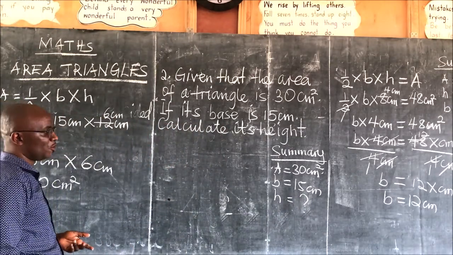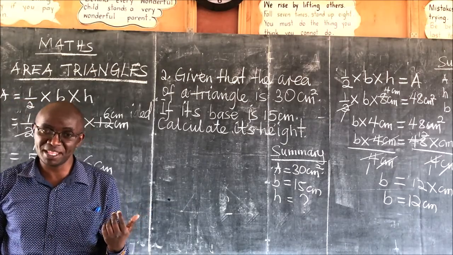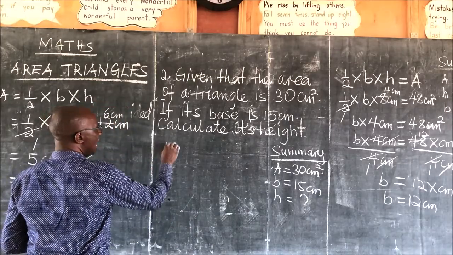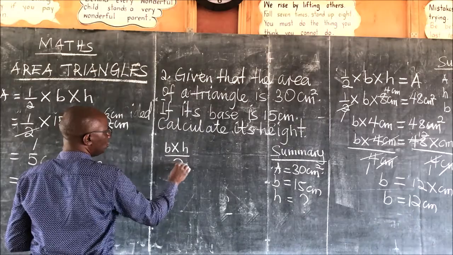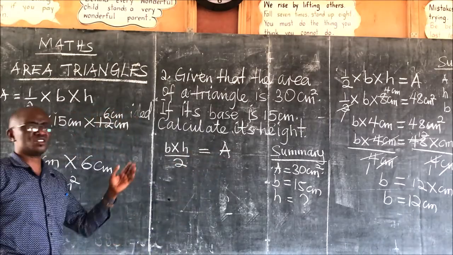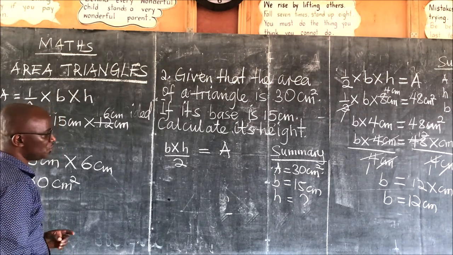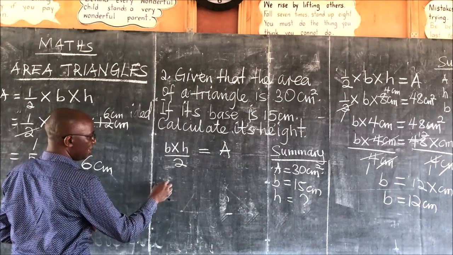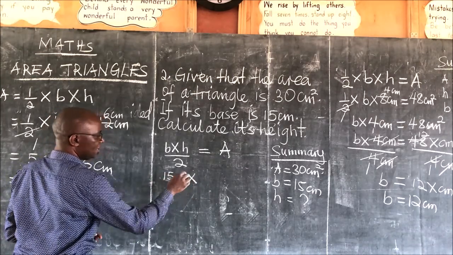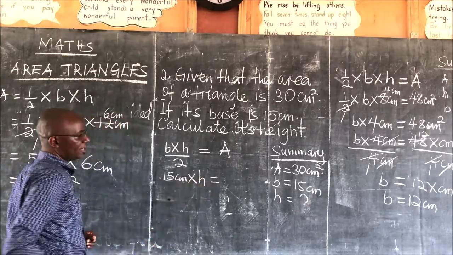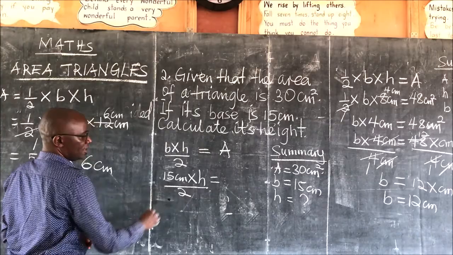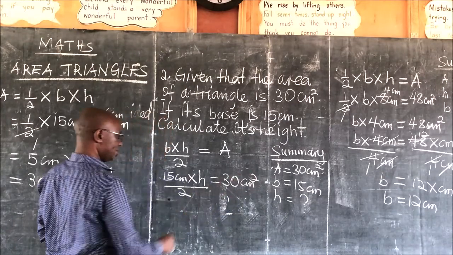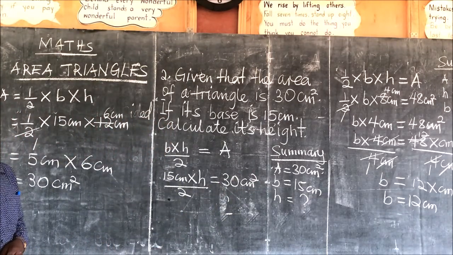So now we bring in the formula. Now I'm going to use the second formula. Remember that I've given you two formulae. So let me use the second one. So now it is base times height out of 2 is equal to area. This one can also serve as the formula. Then we substitute, the base has been given. So 15 centimeters times the height which we do not know, out of 2, is equal to the area which is 30 centimeters square. I think you agree with me.